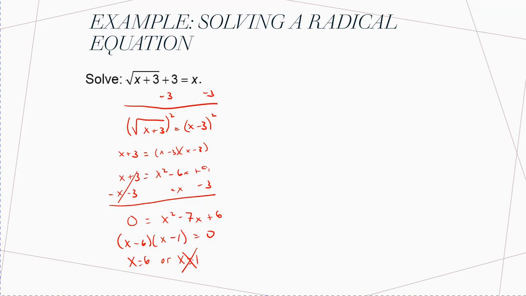But if you plug the 6 in, okay? 6 plus 3 is 9. Square root of 9 is 3. 3 plus 3 is 6. That does equal 6. So this one checks. Let me do another one.